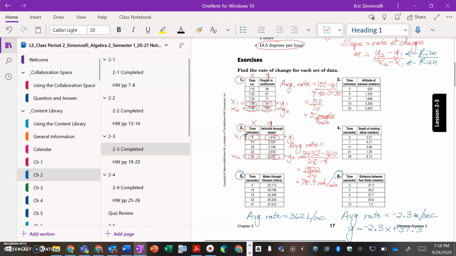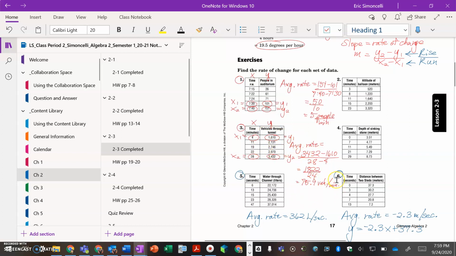Let's take a look at number 3. Number 3 is the same basic principle. As you can tell here, we're looking at these two x's as I chose and these two y's. Same principles, y2 minus y1 divided by x2 minus x1. Now in this problem I challenge you to flip these two. So you do this number instead of that, minus that. This number, so 1610 minus 3432. If you do that, please flip the denominator values as well. So instead of 28 minus 4, it's 4 minus 28. In that respect, you will get a negative divided by a negative, and it still ends up being a positive 75.9 vehicles per minute that go through this tunnel.